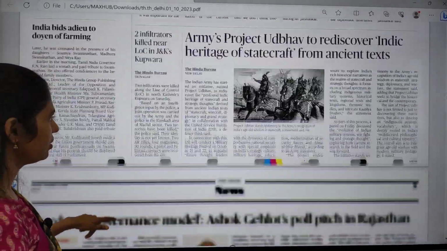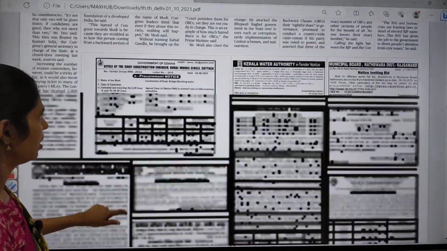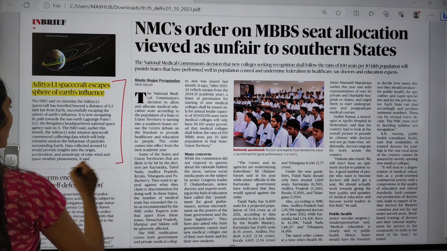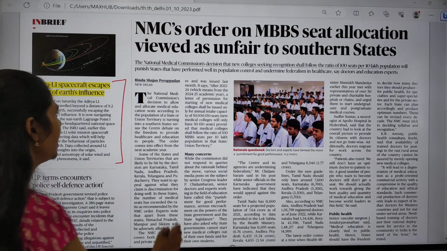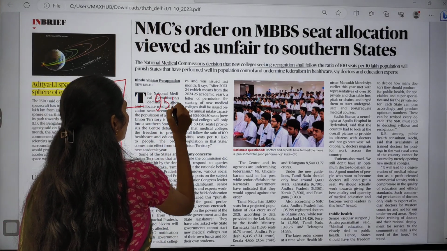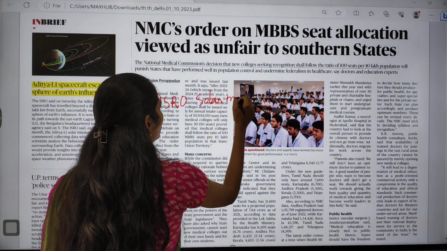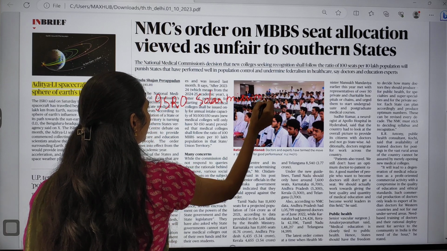And if you move on, on this page you can see this article regarding Aditya L1. Aditya L1 is ISRO's solar mission. We are going to study the Sun under this mission.